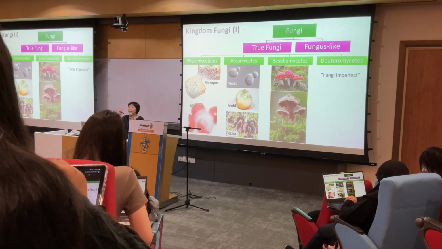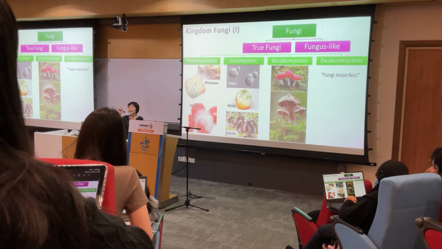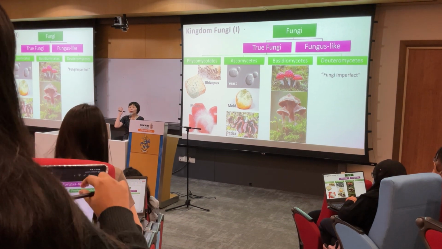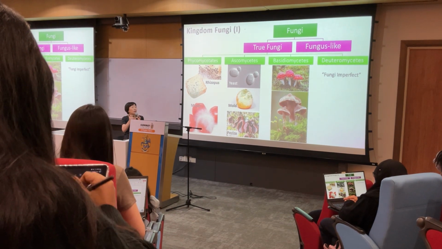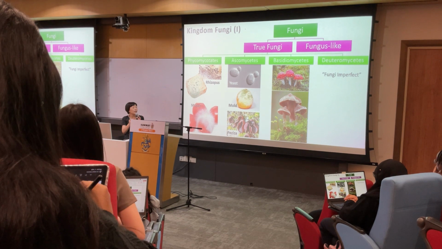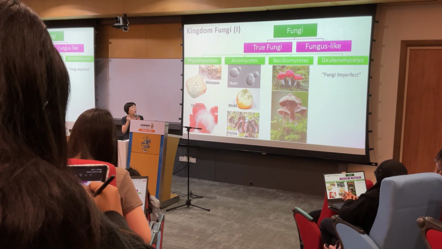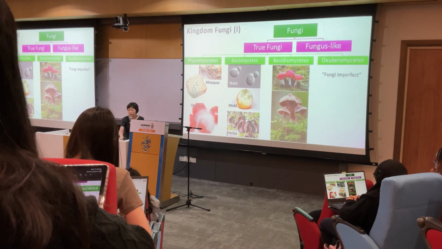So that gives you some idea of what the kingdom of fungi is. You have yeast that you normally use to make bread or beer. You have the mold, which normally grows on your fruit. You have something similar like mushrooms, like this. And of course, you have the mold that grows on bread or some tomato.